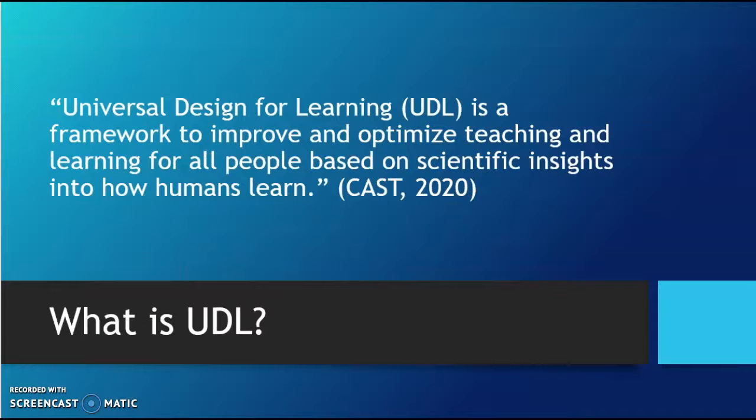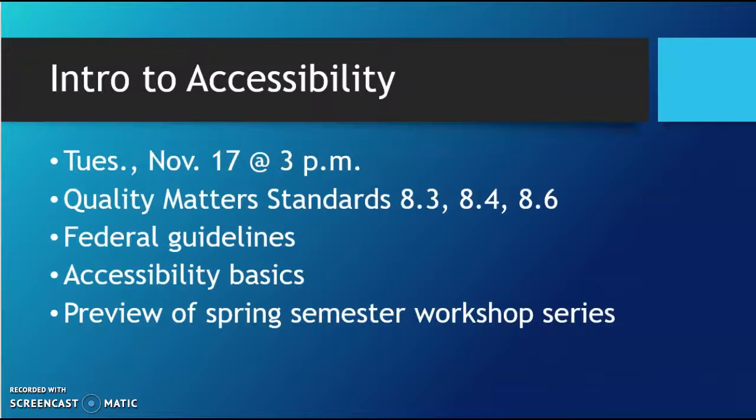If you aren't sure what UDL is, no worries. According to the Center for Applied Special Technology, or CAST, Universal Design for Learning, UDL, is a framework to improve and optimize teaching and learning for all people based on scientific insights into how humans learn. In other words, it's an approach to course design that allows a diverse group of students to engage with your course content in a variety of ways.